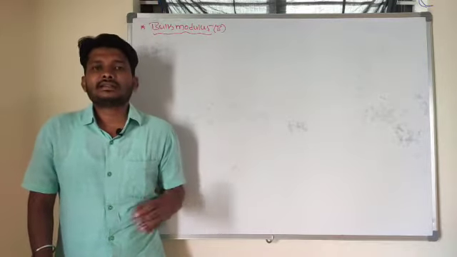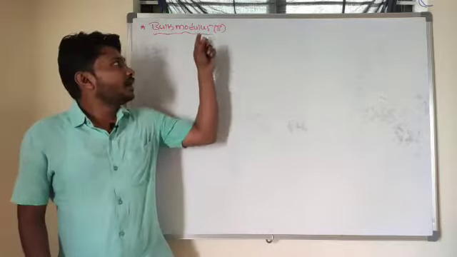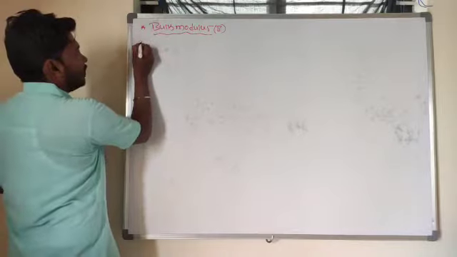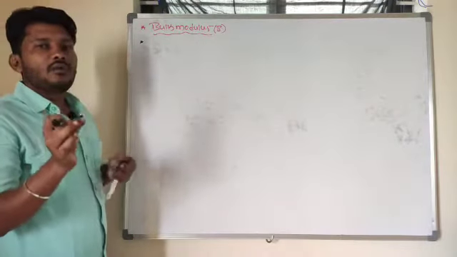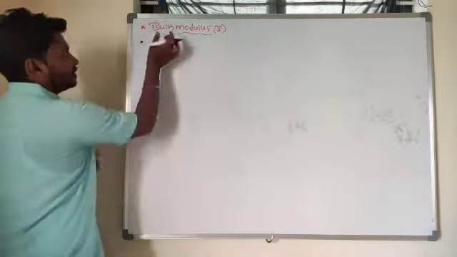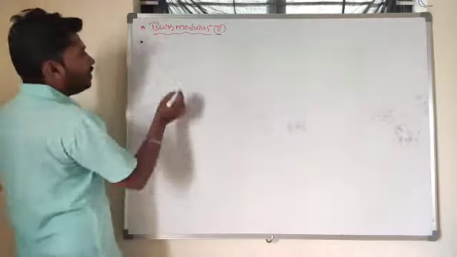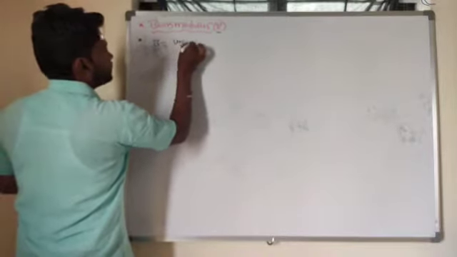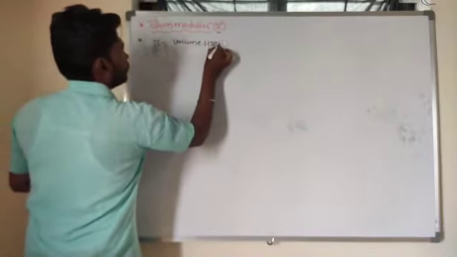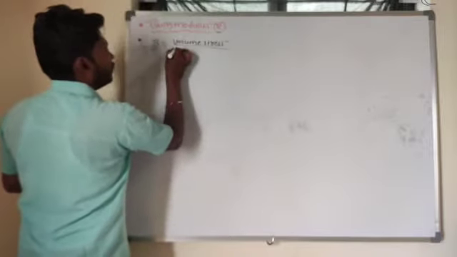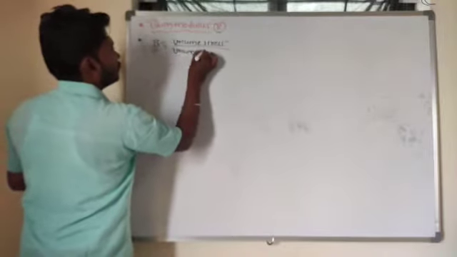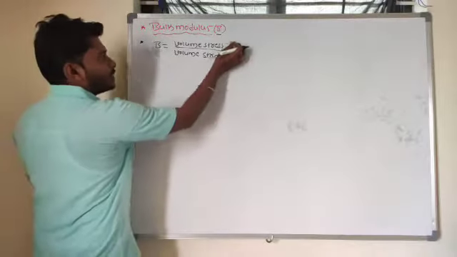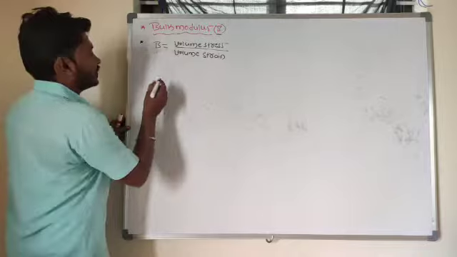In today's class, let me discuss the bulk modulus. First of all, we have to understand what we mean by bulk modulus. Bulk modulus is the ratio of volume stress to volume strain, and it is represented by the symbol B. So what is the bulk modulus? It is the ratio of volume stress to volume strain.